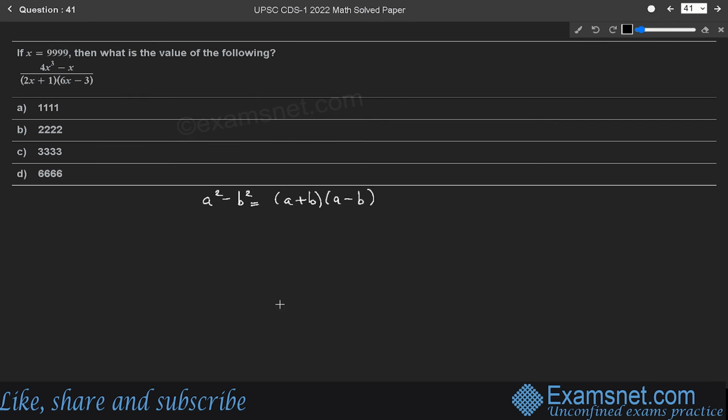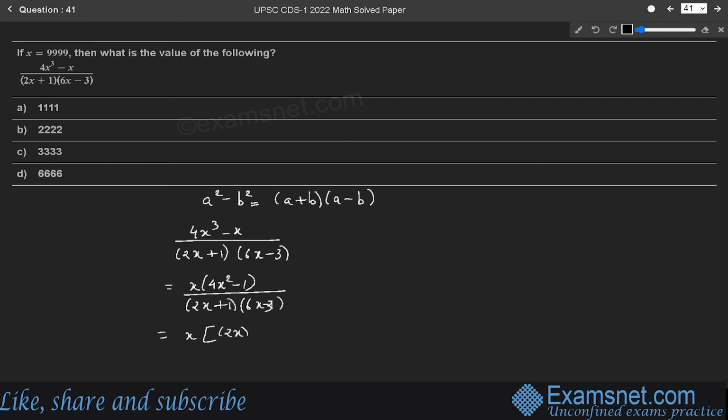The given expression is (4x³ − x) upon (2x + 1) into (6x − 3). Further, it can be written as x into (4x² − 1) upon (2x + 1) into (6x − 3). So it will be equal to x into ((2x)² − 1²) upon (2x + 1) into (6x − 3).